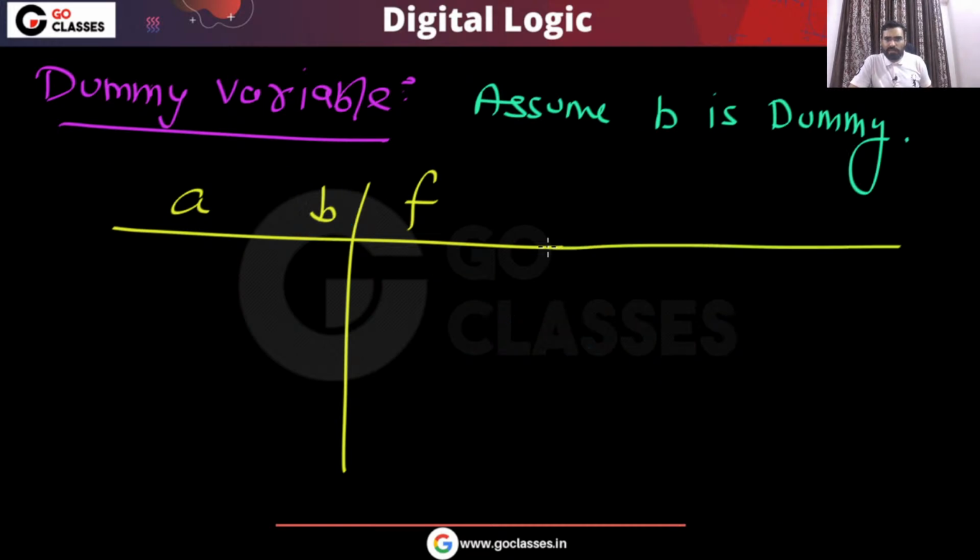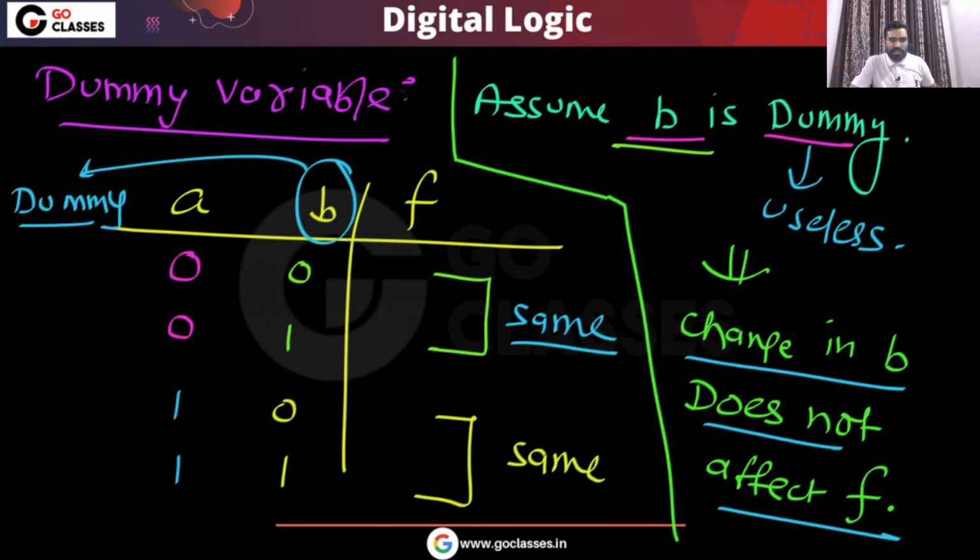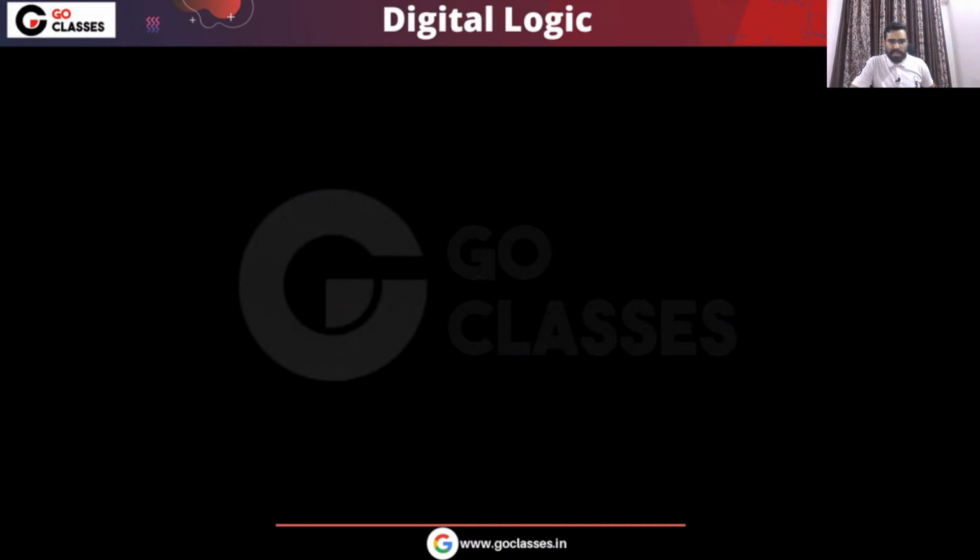Now tell me, how many functions are there where b is dummy? How many functions can you create where b is dummy? The number of functions where b is dummy. So this is your f(a, b). So tell me, how many functions where b is dummy?